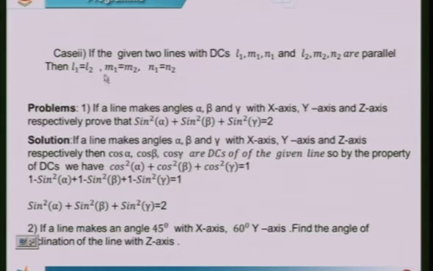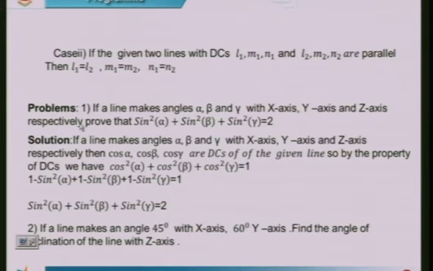See, this is the case I have explained already. When the lines are parallel, the condition is here. Based on this, you have to concentrate on the problems. Problems you can expect in the examination. One derivation you can expect is the angle between the two lines in the form of cos inverse of L1 L2 plus M1 M2 plus N1 N2, that derivation. Then I will give some simple problems based on the direction cosines and their properties.